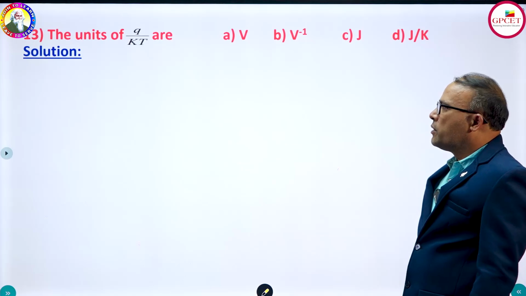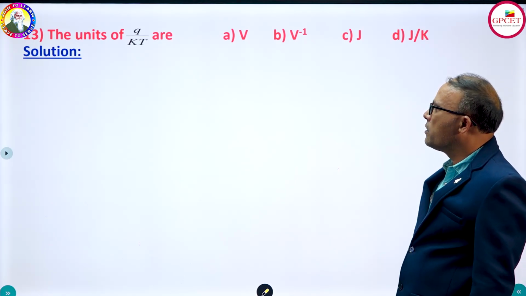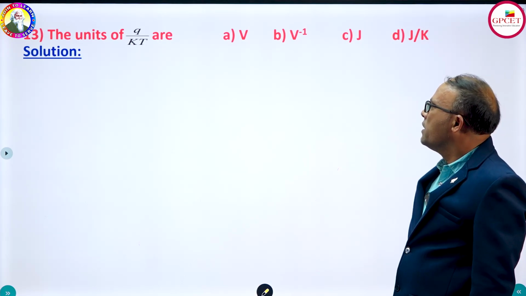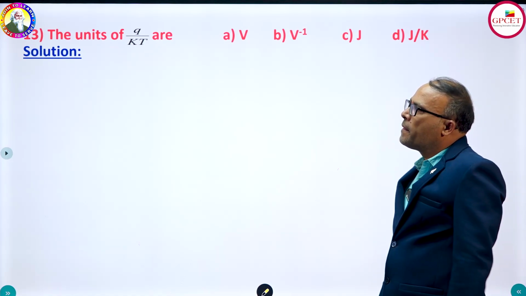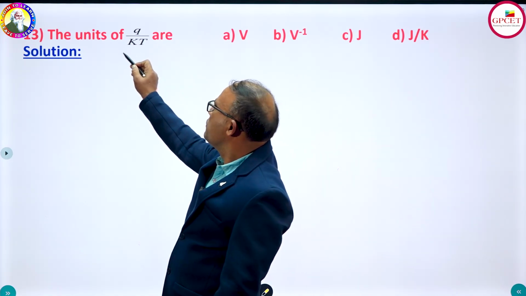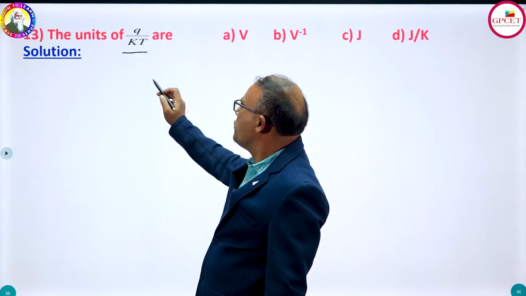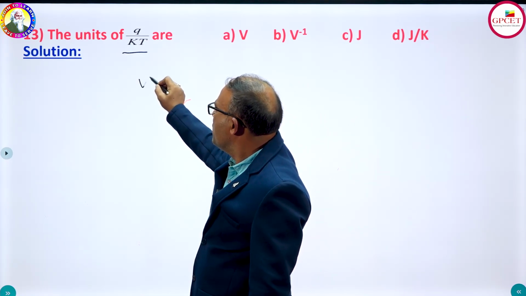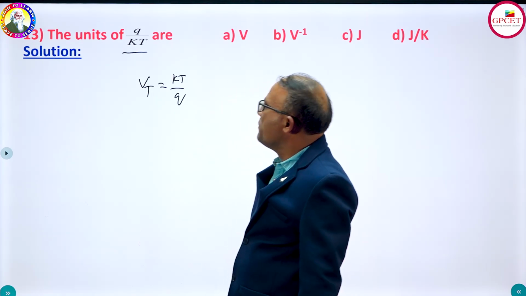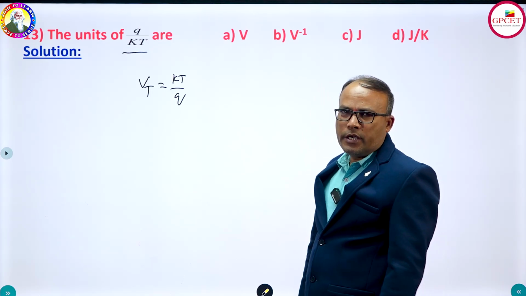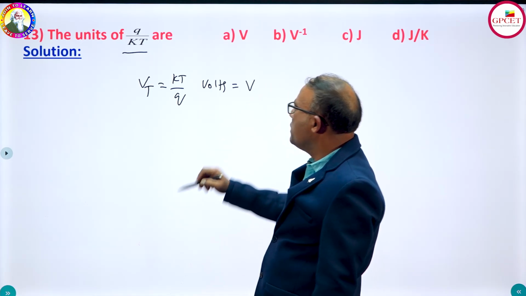This is one of the questions which has been asked. The units of q/kT are: option A is V^-1, J/K. We already studied how to find the units of q/kT. We learned about volt equivalent temperature Vt, which is equal to kT/q. Its units are volts, or it can be written as V.